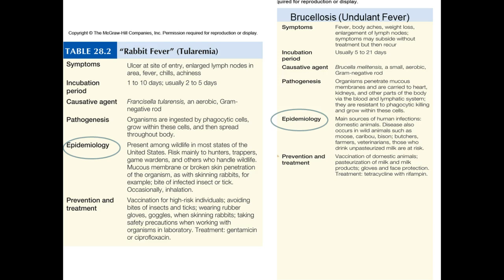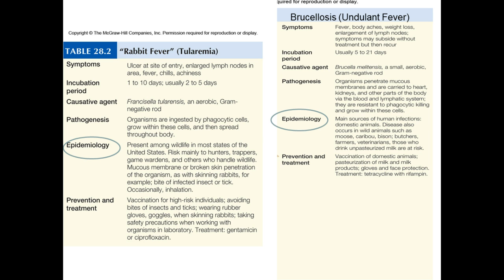So apparently there is vaccination for individuals who are at high risk. I've never actually heard of anyone being vaccinated for tularemia, though. Mostly, of course, you want to avoid biting insects in general for many different diseases, but this is one of them. And really, a lot of people don't wear protective gear when they're slaughtering animals, right? Rubber gloves, mask, right? Protect the mucous membranes, safety glasses, right? To really help minimize the entry into our bodies. It can be treated with antibiotics.